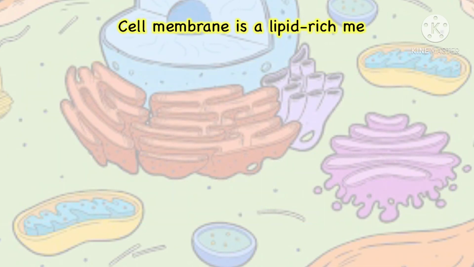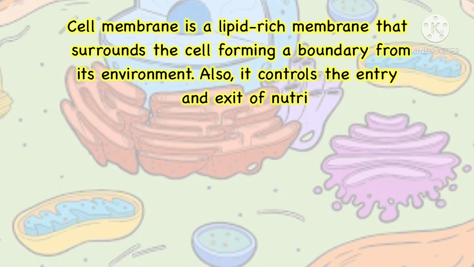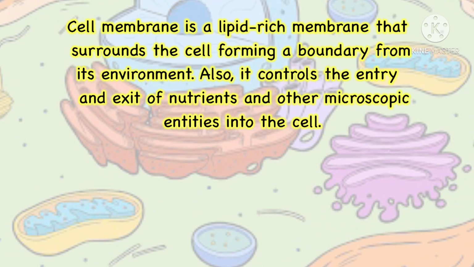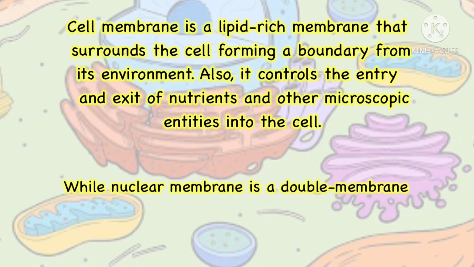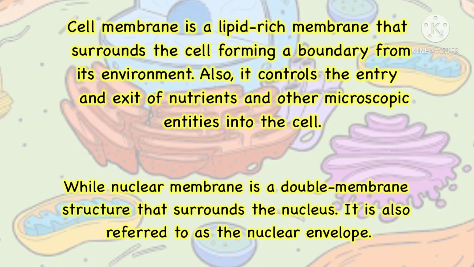The cell membrane is a lipid-rich membrane that surrounds the cell, forming a boundary from its environment. Also, it controls the entry and exit of nutrients and other microscopic entities into the cell. While the nuclear membrane is a double membrane structure that surrounds the nucleus, it is also referred to as the nuclear envelope.